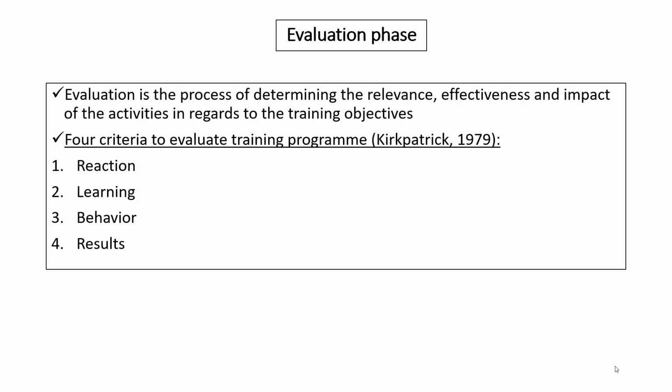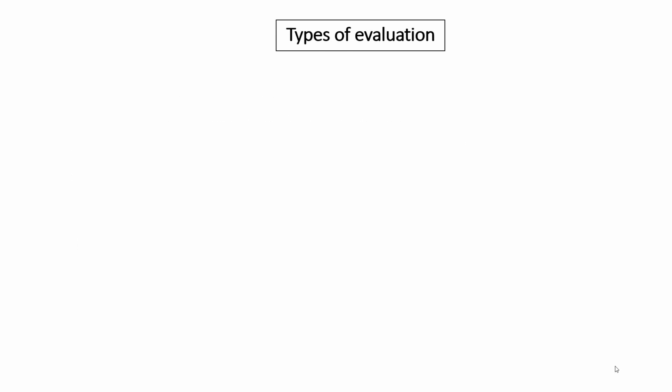In learning, it measures the farmer's knowledge and skills gained during the training. Behavior measures the degree of application of the acquired knowledge and skills in the real-life situation by the farmers. And result refers to the tangible impact of the training program on the individual, their farming practices, and rural community as a whole. Types of evaluation.